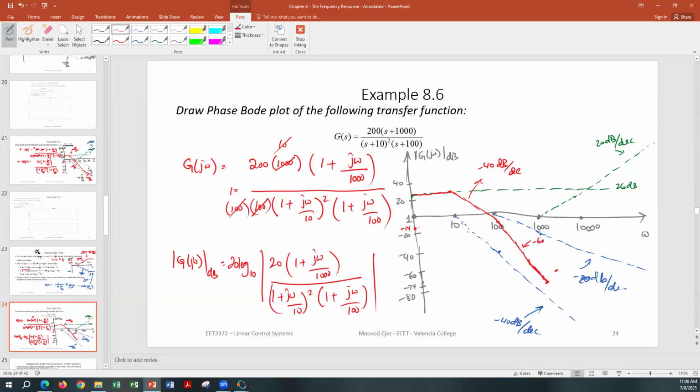Negative 60 decibel per decade, approximately, at 1000. And at that 1000, your zero is going to start, which will cancel one of the poles. So it's going to go back to negative 40 decibel per decade, the slope of this line. This is negative 40. Let me align it with that line. Negative 40 decibel.